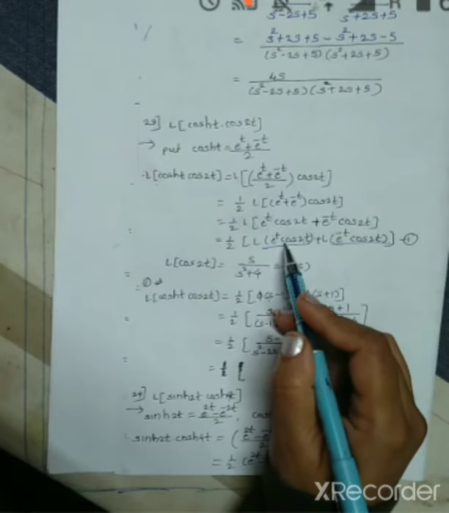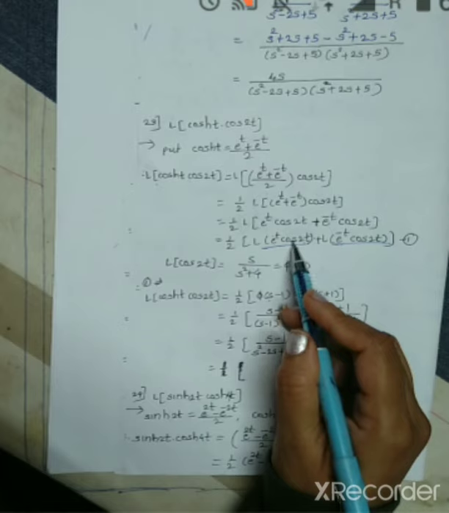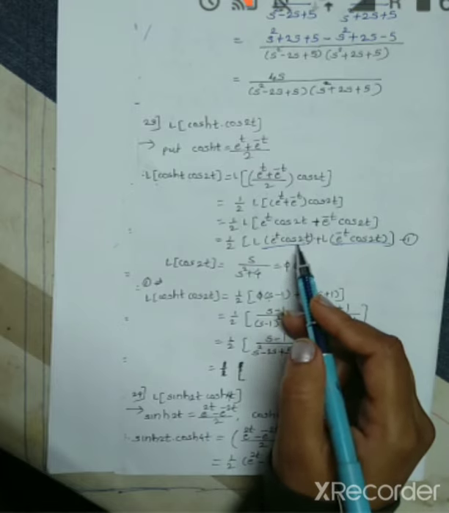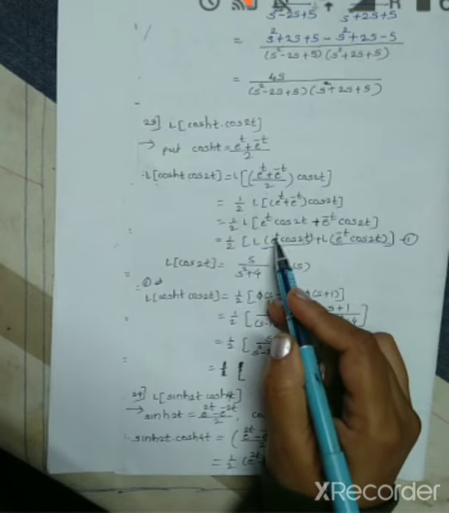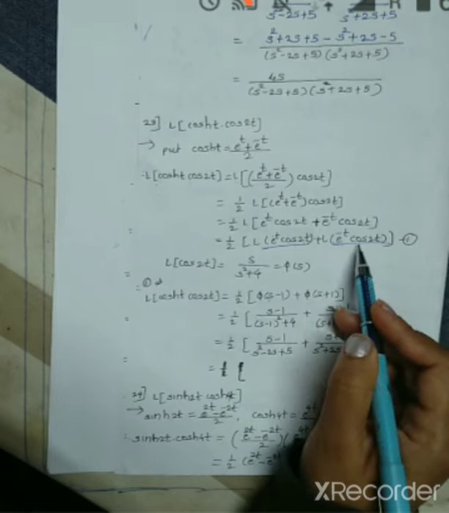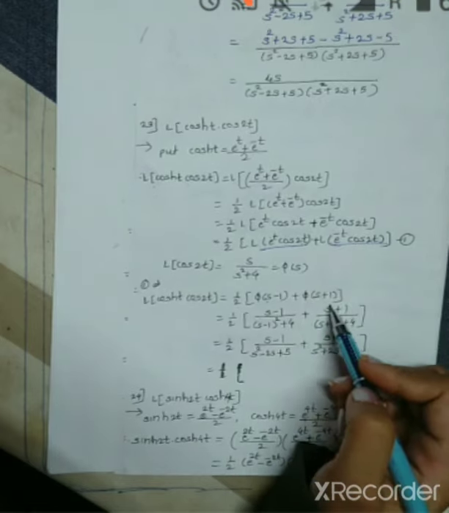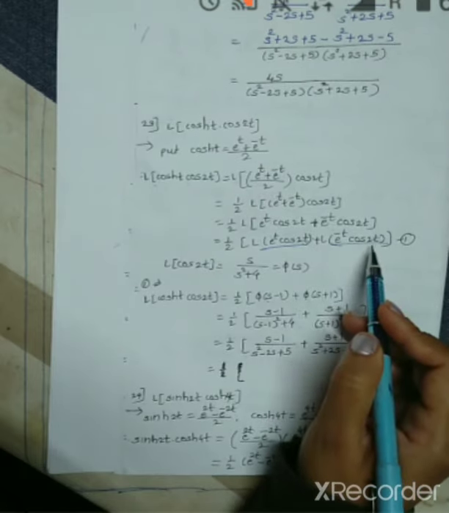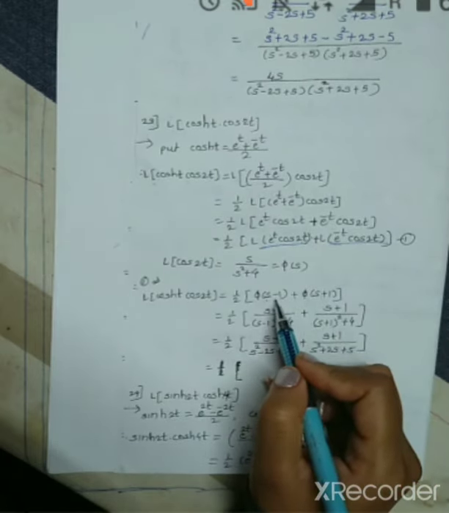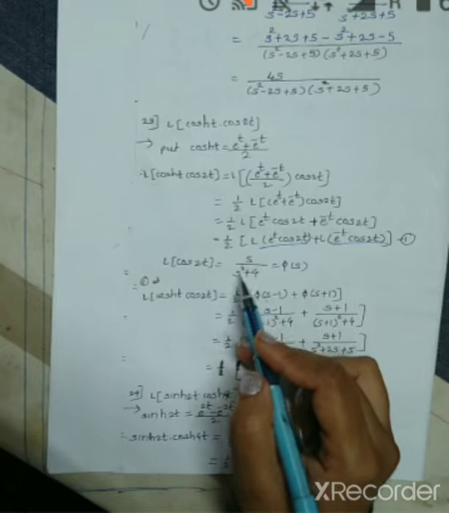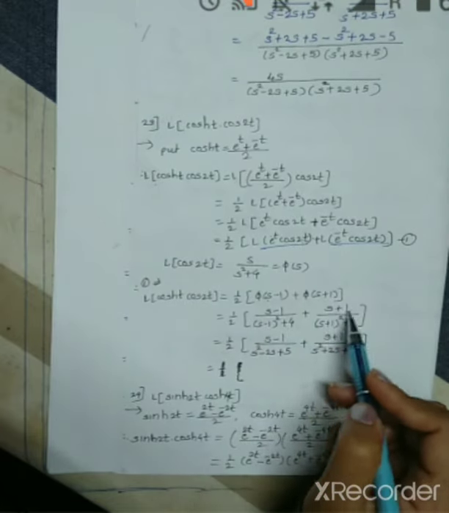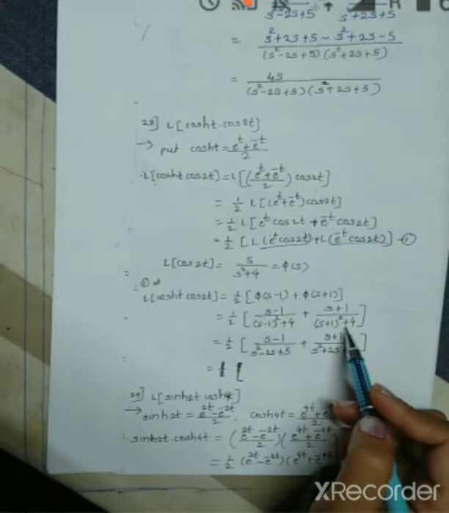That's why here we replace, in the Laplace of cos, s everywhere by s minus 1, and here s everywhere by s plus 1 in the Laplace of cos. Therefore, what is this phi of s minus 1? Everywhere replaced by s minus 1. Here s plus 1 in the same expression, the Laplace of cos 2t. This is our answer.